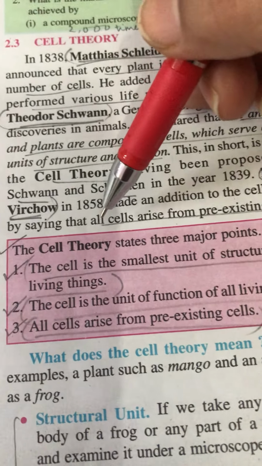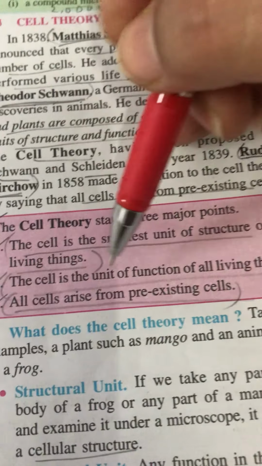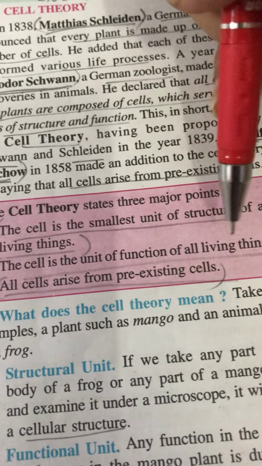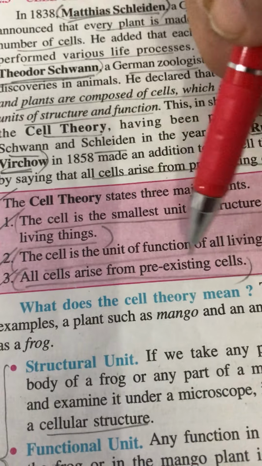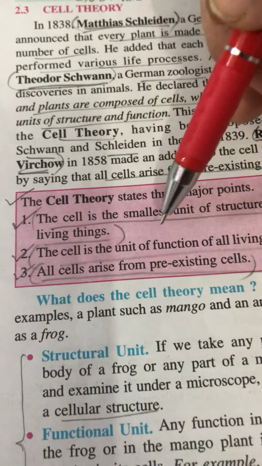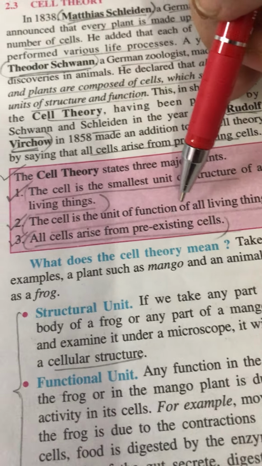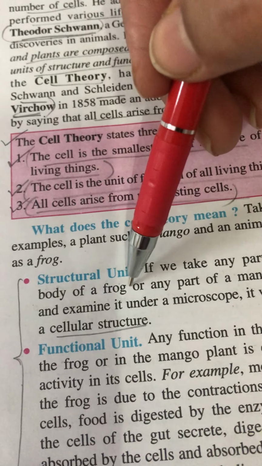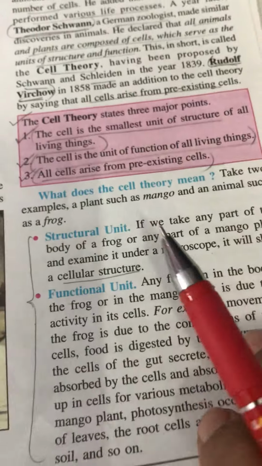The main points of the cell theory are that the cell is the smallest unit of structure of all living things, it is the smallest unit of function of all living things, and all cells arise from pre-existing cells. This third point was added by Rudolf Virchow to the original cell theory proposed by Schleiden and Schwann. Now we have already discussed what it means by calling cell a structural unit and calling it a functional unit.